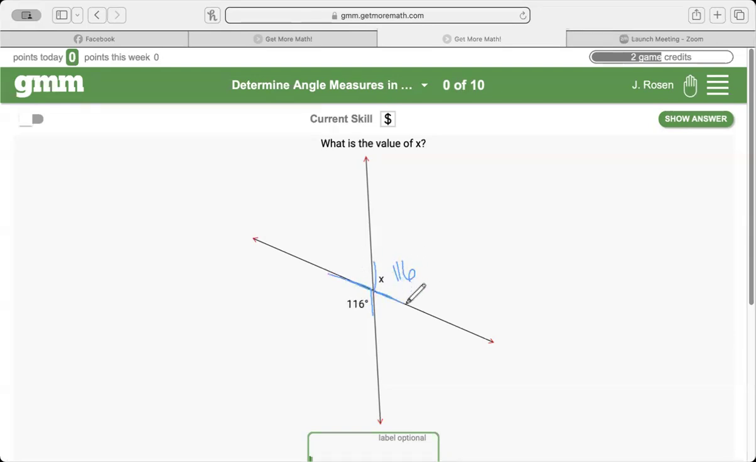And we know that hopefully at this point, this right here with this right here, those are supplementary angles. So you would do 180 minus 116, but it doesn't ask us that. I'm just kind of reviewing. So this is going to be 116.